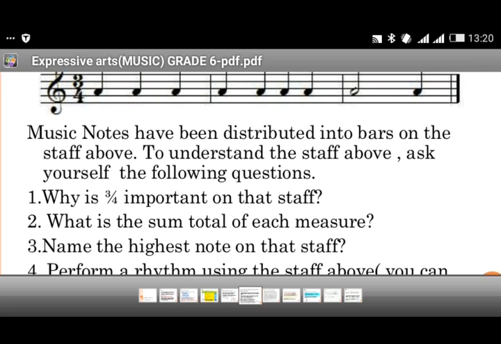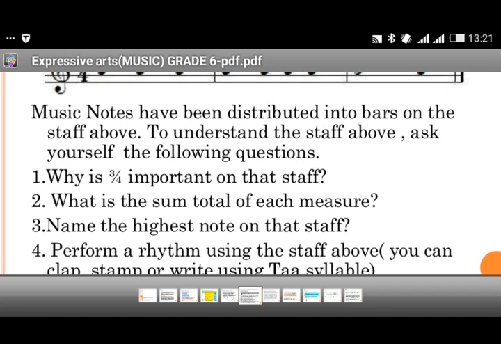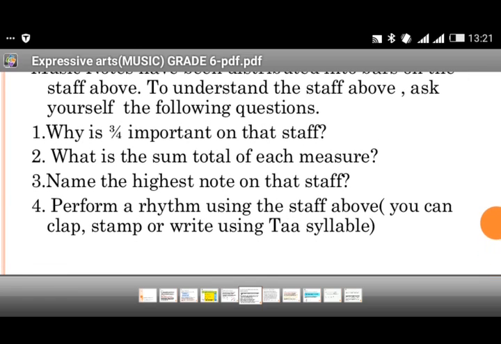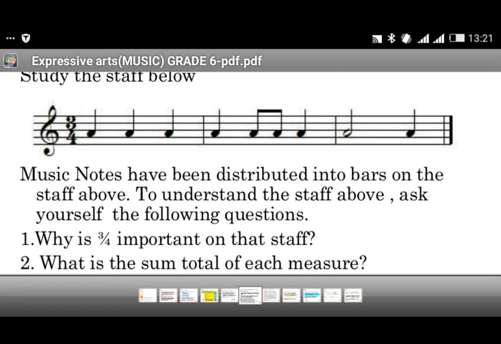The first question: why is 3/4 important on that staff? The next question: what's the sum total of each measure? The third question: name the highest note on that staff. Then the last one: perform a rhythm using the staff above. You can clap, stamp, or write using the syllable. So these are questions we should ask ourselves to understand that concept.